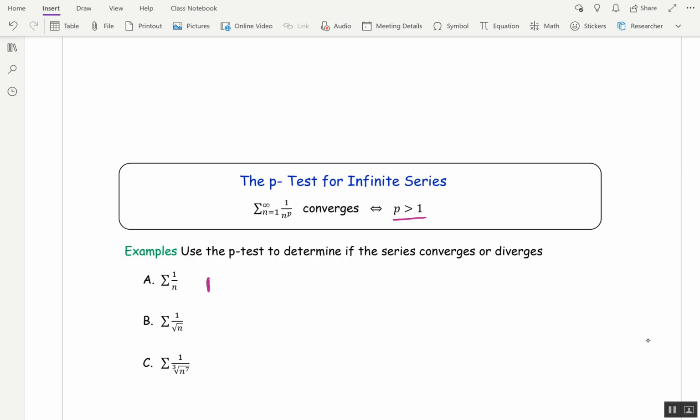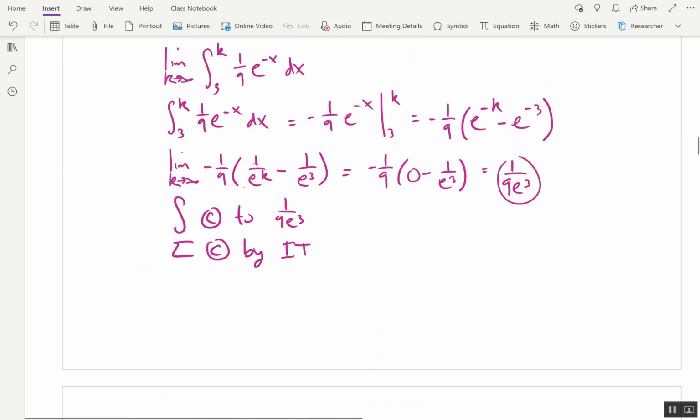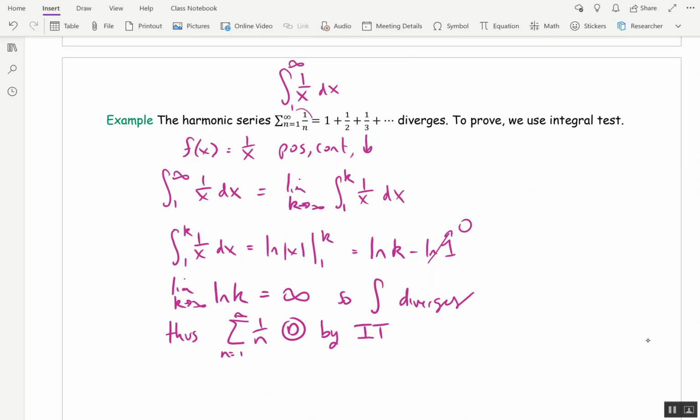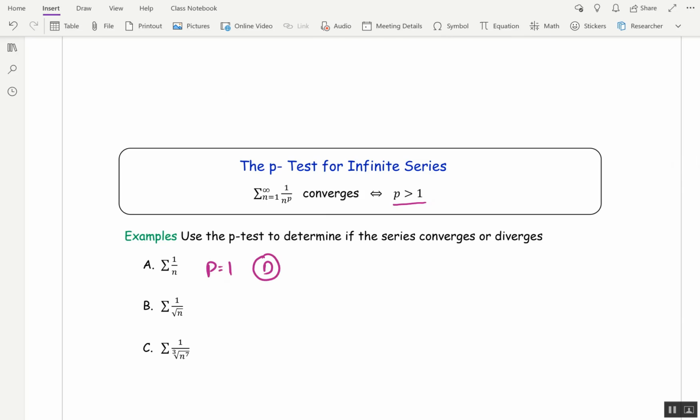In the first one, p is 1. So the series diverges because 1 is not bigger than 1. It has to literally be bigger than 1. And that's actually the harmonic series. Let's back it up. We showed that that diverged using the integral test, but now we have another test that tells us the same thing, and it's a lot easier, the p-test. If we had known the p-test ahead of time, we could have just said, oh, that diverges because p is 1. Next one, p is a half.